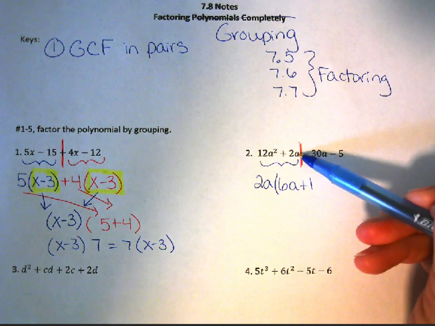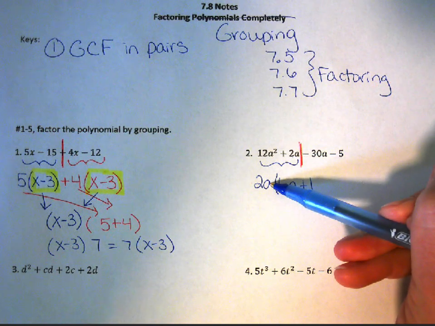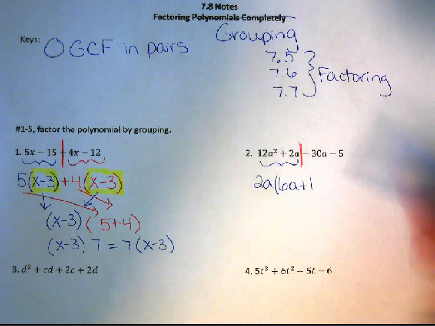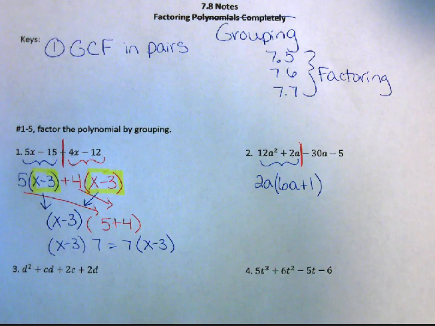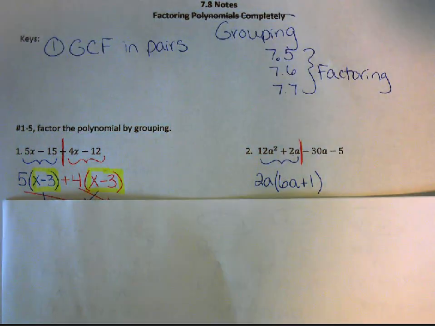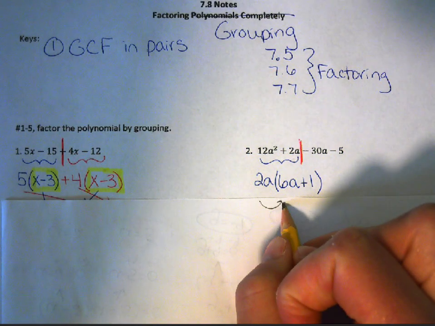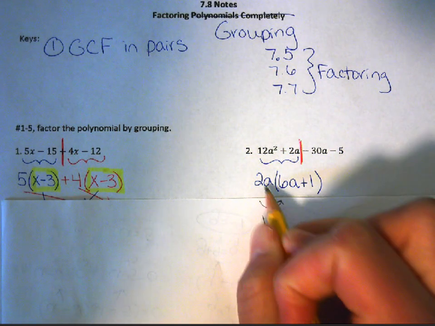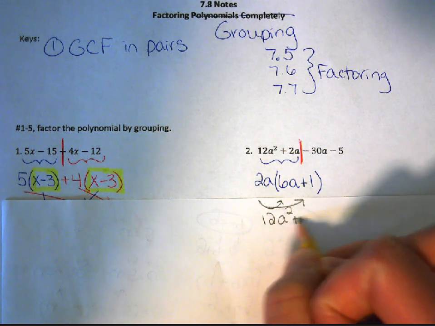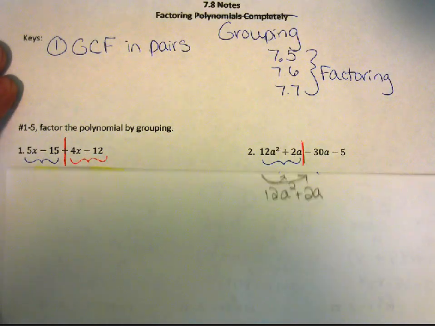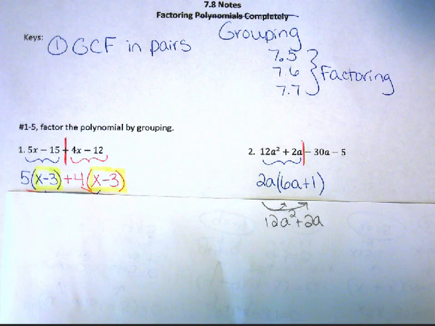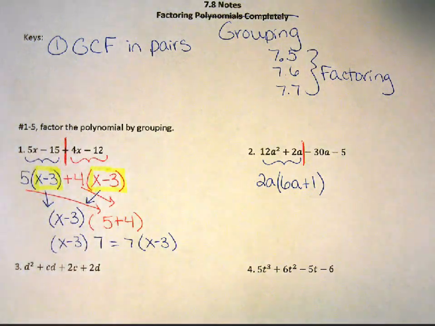And then if we subtract 1 minus 1, we get 0. And remember, anything to the 0 power is 1, so we don't even have to write that. Now notice if I were to redistribute 2 times 6a times a, and then distribute again, 2a times 1, do you see how I get the exact same thing back? So I'm not changing anything. I'm just manipulating the way it looks.